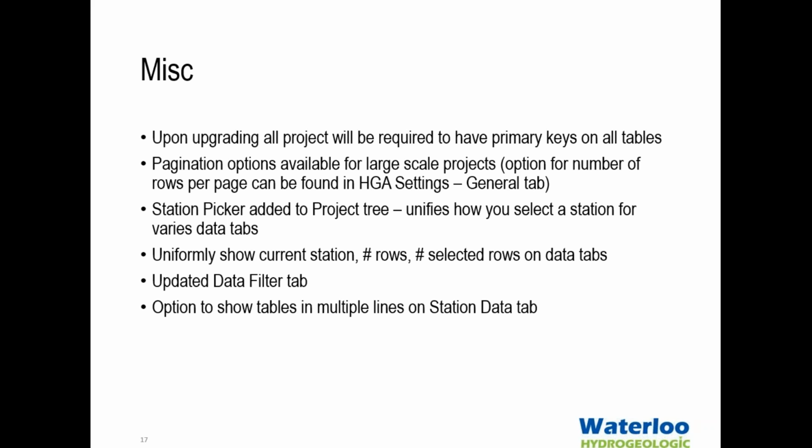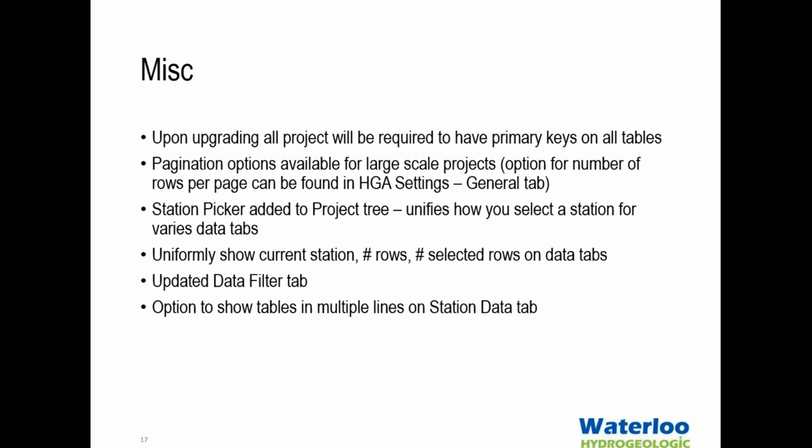Now, another difference that we made to 2016 that you'll notice right away is that in the project tree there is now a station picker, and this sort of unifies how you pick a station for the various data tabs that you're using to display single station information. So the station data tab, the well profile tab, etc. We've also made it uniform how you show, down at the bottom or up at the top, the current station, but down at the bottom the number of rows and the number of selected rows.